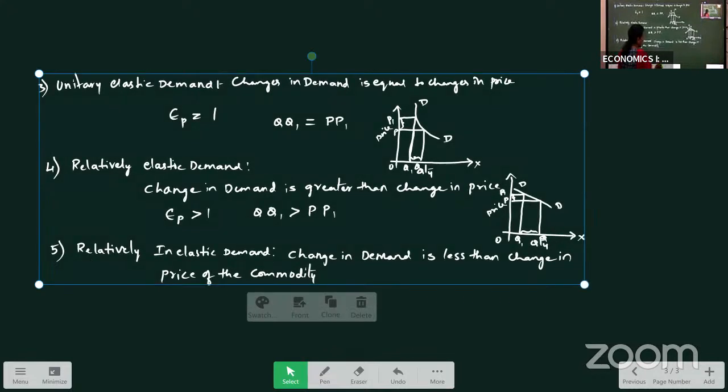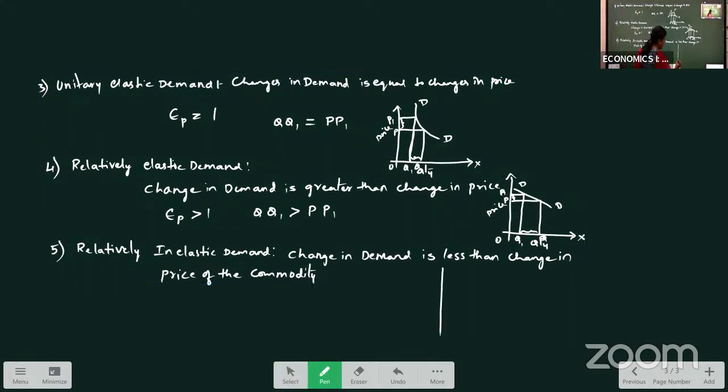Okay. So, see the graph here. Demand changes are less, but price changes are more. Price on y-axis, quantity on x-axis. OP is the price and OQ is the quantity demanded. What I say here? Change in demand is less than change in price.